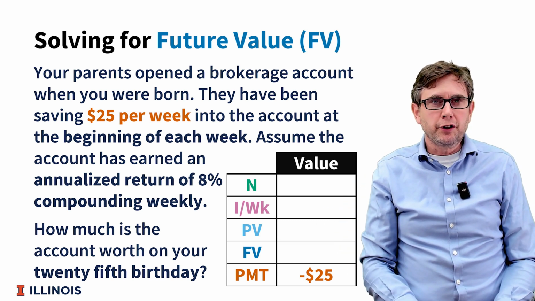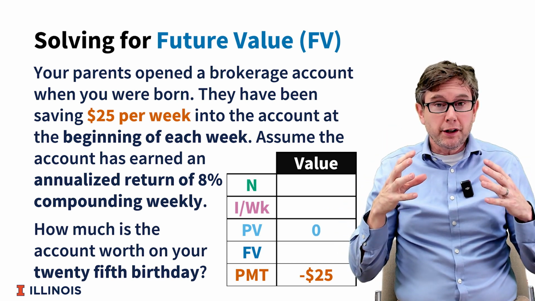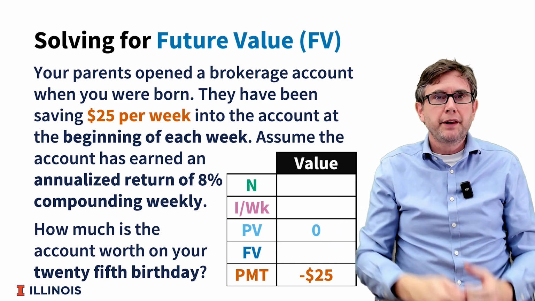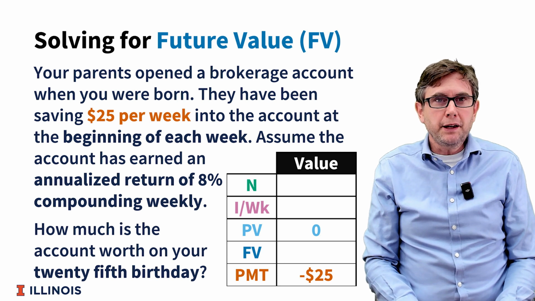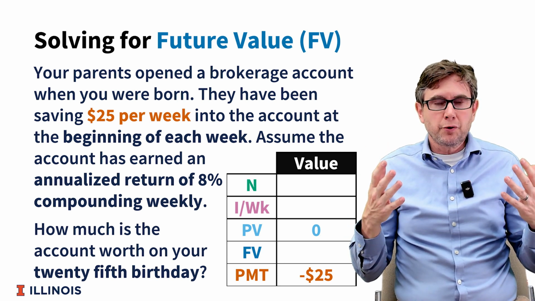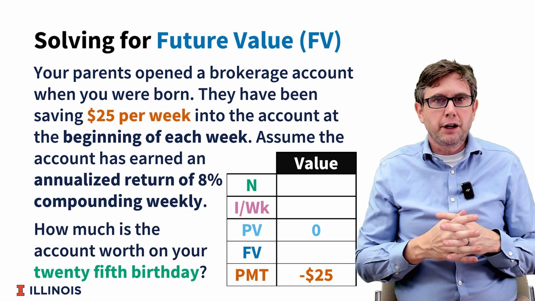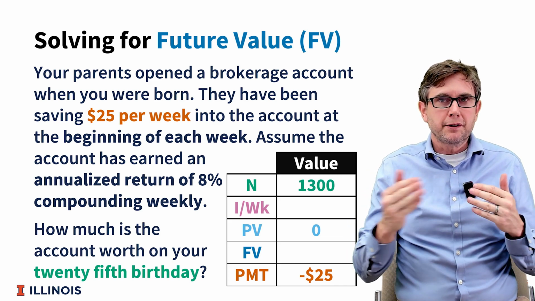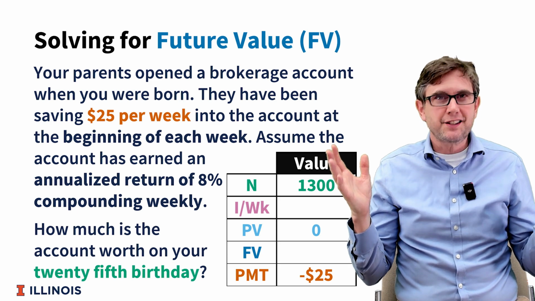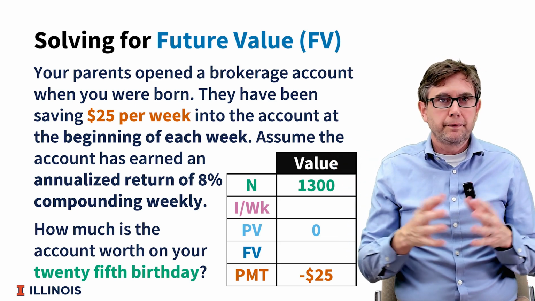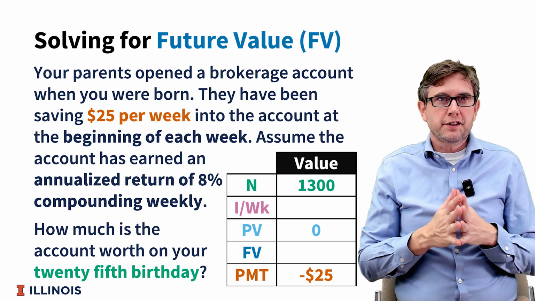The next thing we're going to look at is, well, we know present value is 0, right? We're not starting with anything. We've got the $25 payment. How many payments are there going to be? Well, this one, we're just going to take 25 and we're going to multiply that times 52. And so we get 1,300 as the number of payments. Okay, so we've got the easy stuff done. Negative 25, 0, 1,300.